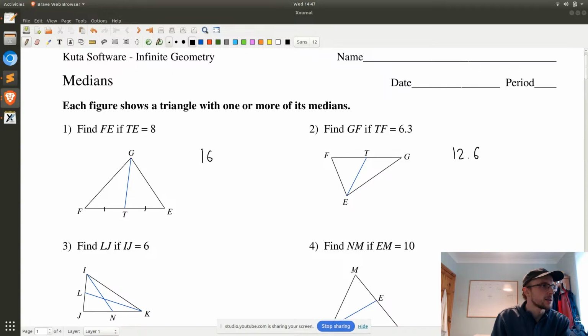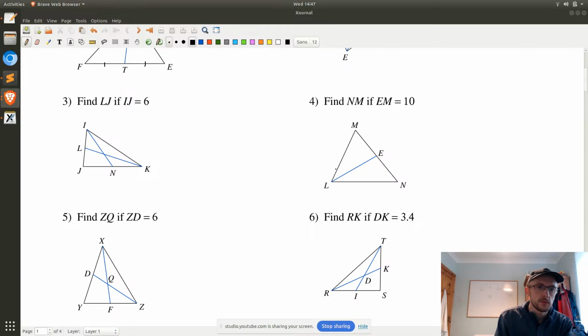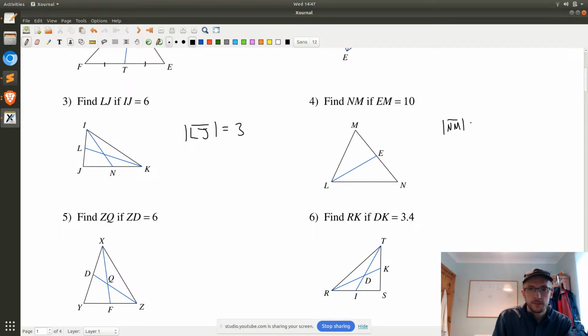And that's correct. And that's good. LJ, if IJ is 6, so LJ, the length of LJ must be 3. Now find the length of NM. If EM is 10, well, that must be 20.